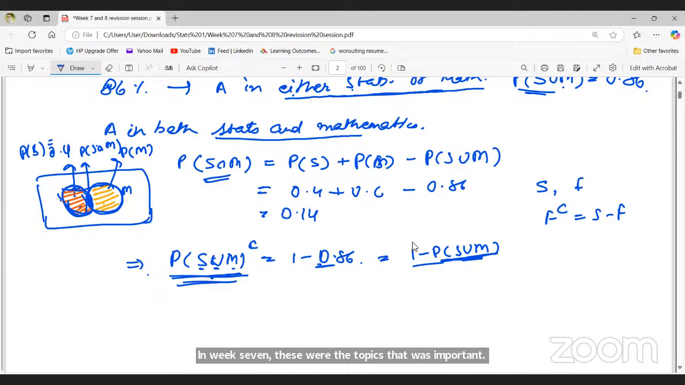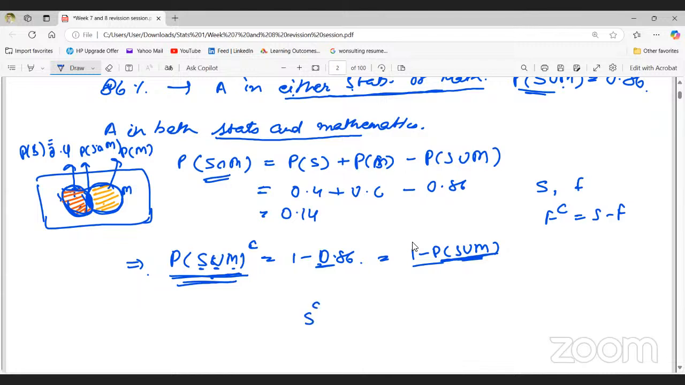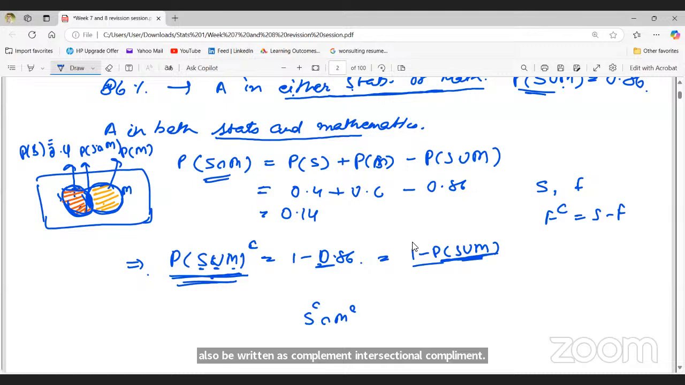The complement of S union M can also be written as S complement intersection M complement. Yeah, you can write it like that. And we'll get all questions in the quiz from this concept.